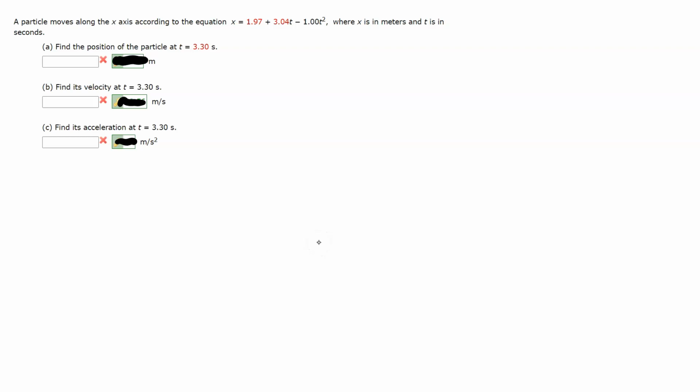All right, so we've got this problem here. A particle moves along the x-axis according to this equation. So this equation right here is actually a position equation for this object as it's moving. It tells us where it is at every second. If we plug in any time, it'll tell us exactly where it is.